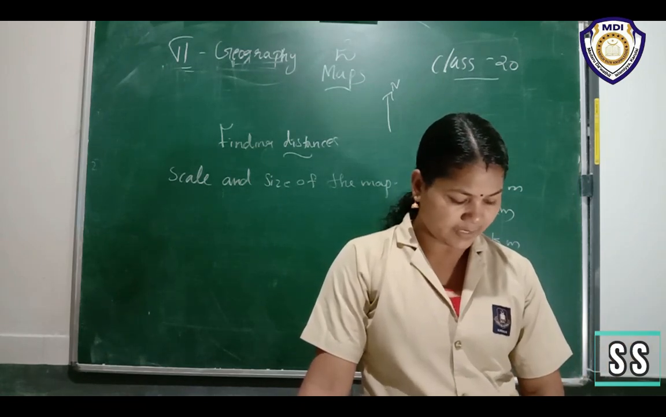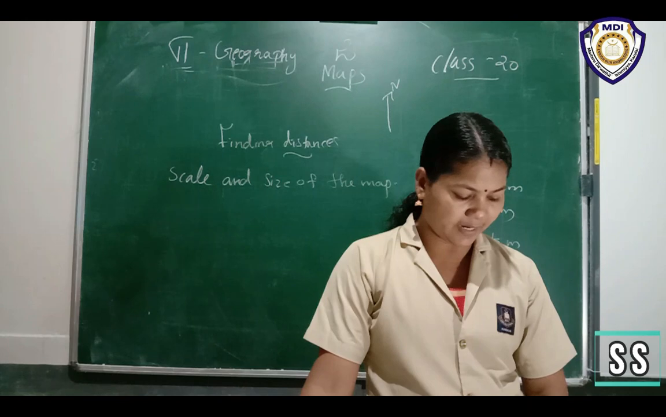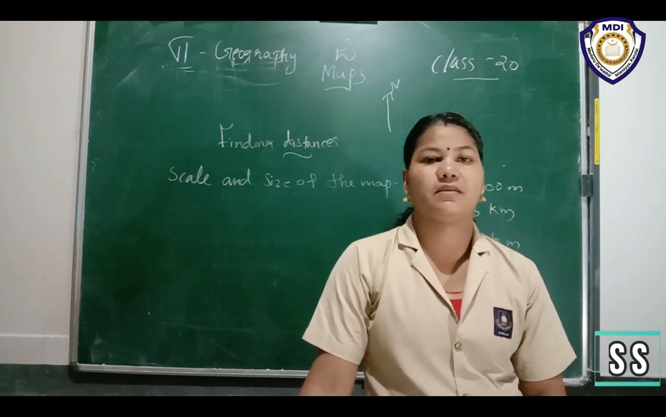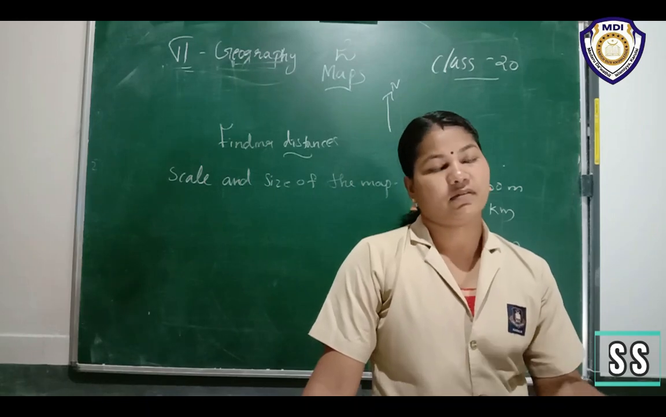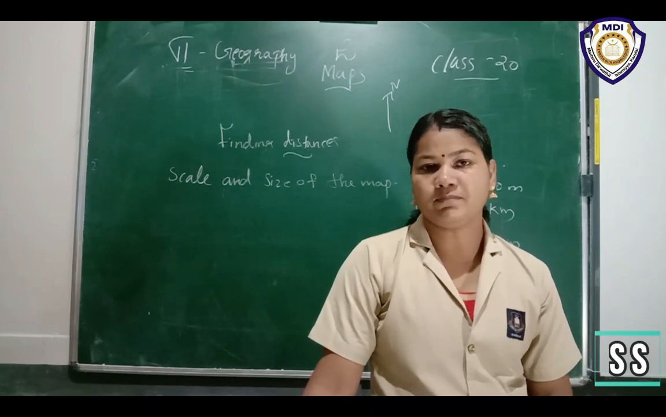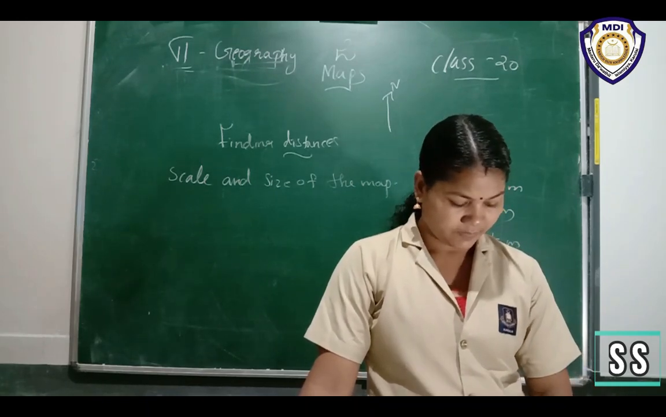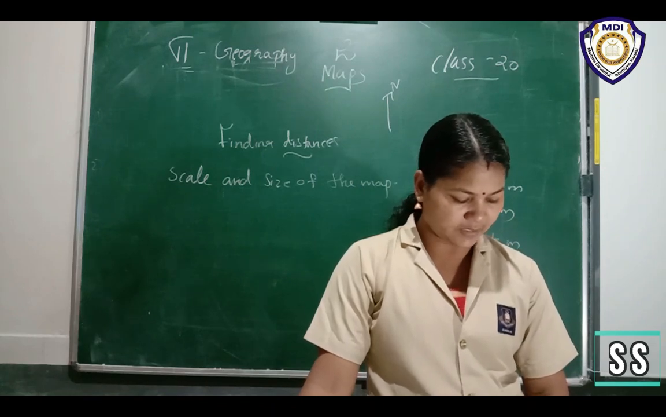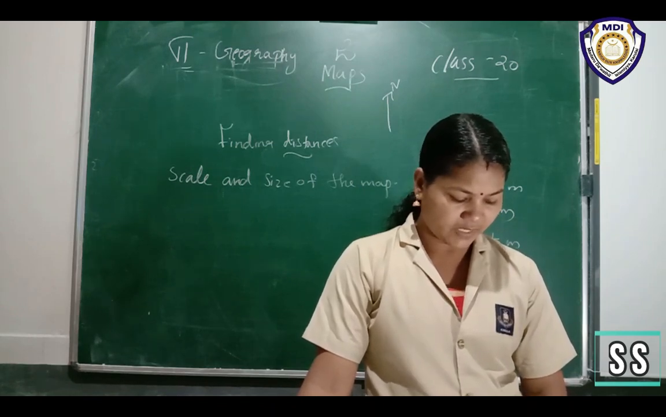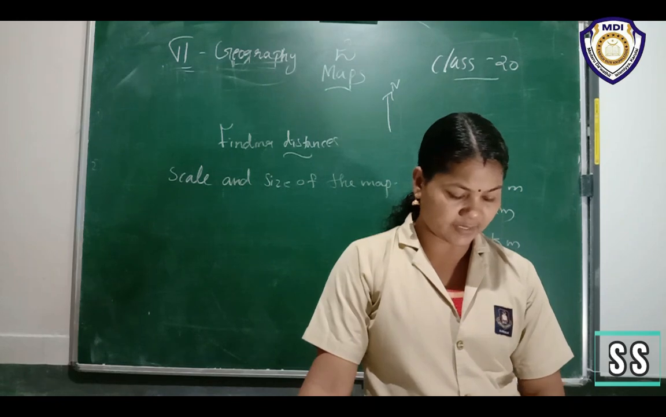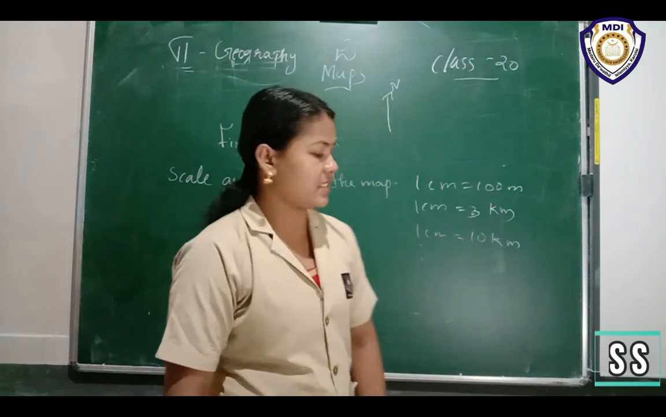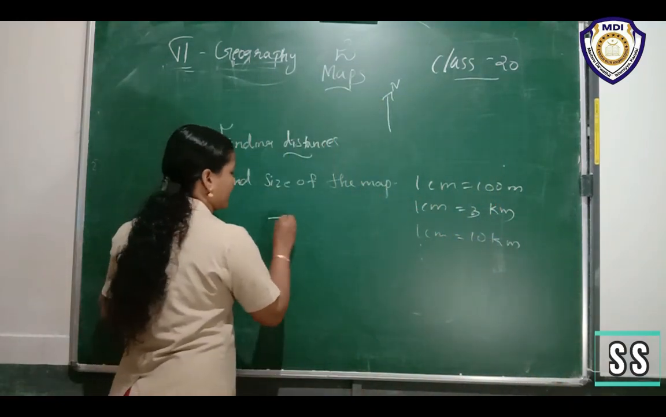Hence, the distance between A and B on the map will now become 3 centimeters. This is shown by the second line in figure 2.3. We can say that the first scale is larger than the second.